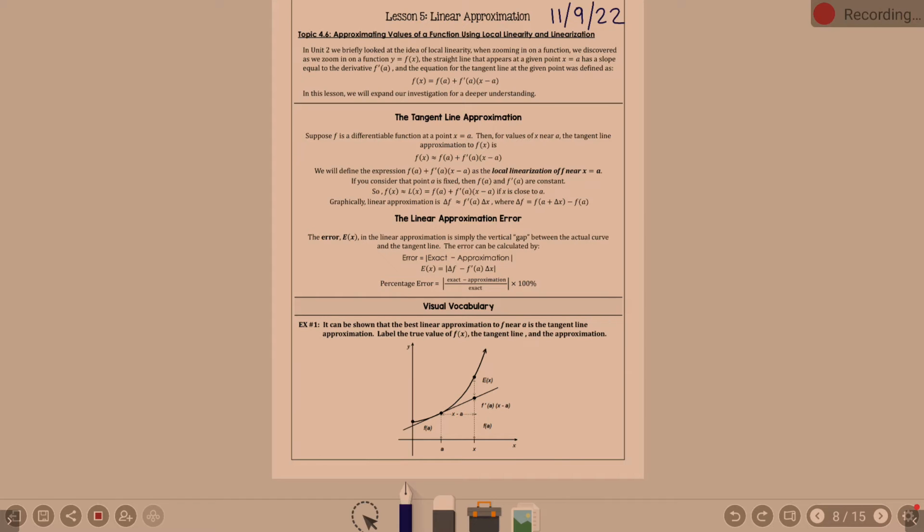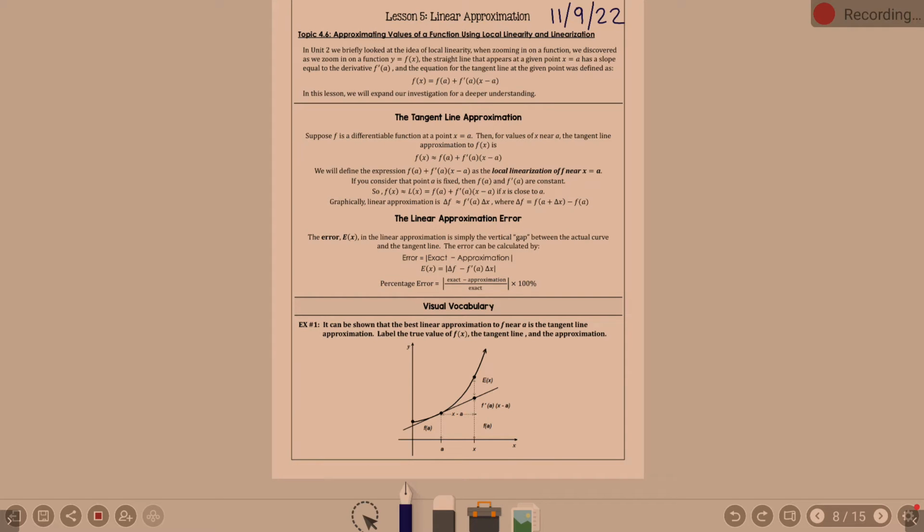In unit two, we briefly looked at the idea of local linearity. When zooming in on a function, we discovered that as we zoom in, the straight line that appears at a given point has a slope equal to the derivative. And the equation for the tangent line at the given point was defined. Now, this whole f of x equals f of a plus f prime of a times x minus a, you realize that's a fancy form of point-slope form.